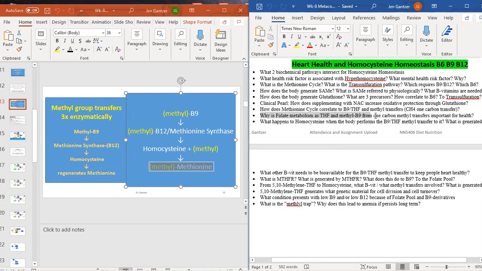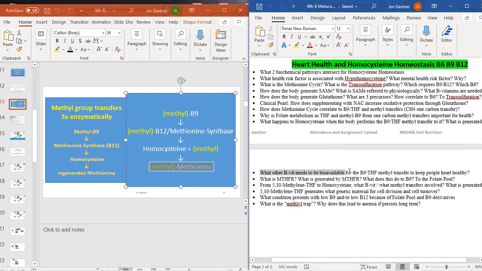All right, why folate metabolism? Why is folate metabolism as tetrahydrofolate and methyl B9 important for health? Because you need it to prevent mood, anxiety, and disorder through SAMe, and you need it to recycle homocysteine. You have to prevent hyperhomocysteine, and that's done through folate metabolism's one carbon transfer. What happens to homocysteine when the body performs the B9 methyl transfer? It becomes methionine, and one step further is the SAMe.